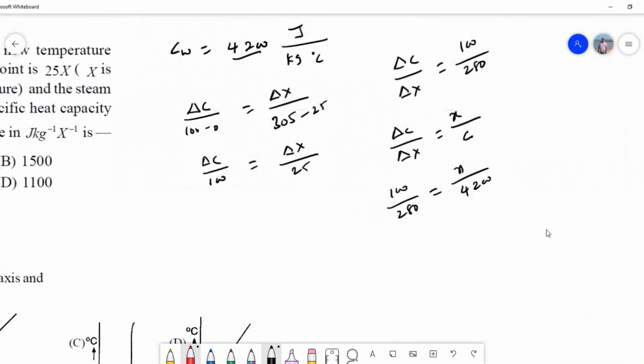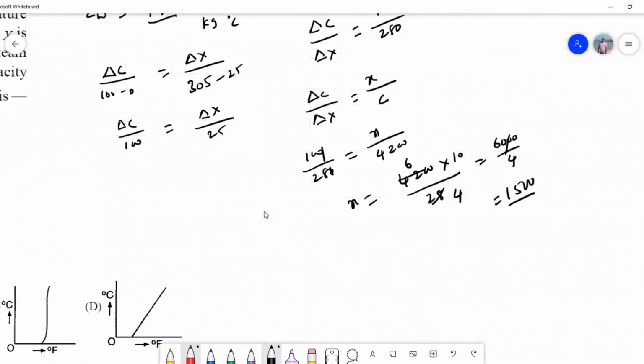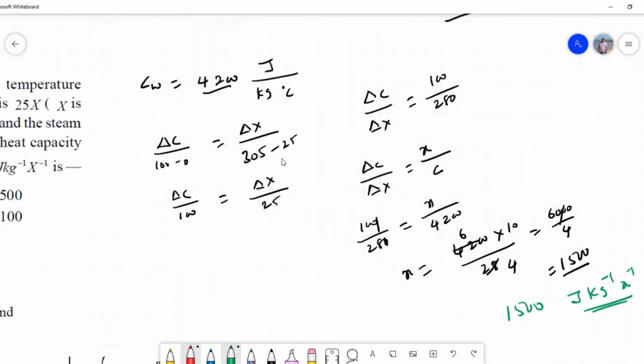If we simplify that, the zero cancels. X is equal to 4200 into 10 by 28. Seven fours are 28, seven sixes are 42, so 6000 by 4 is nothing but 1500. So the value of the specific heat in the new scale is 1500 joule kg inverse X inverse. This is a very important model. We have to understand that the numerical value is inversely proportional to the temperature.